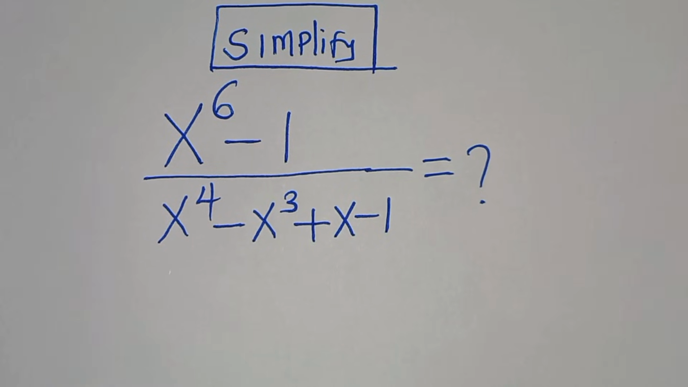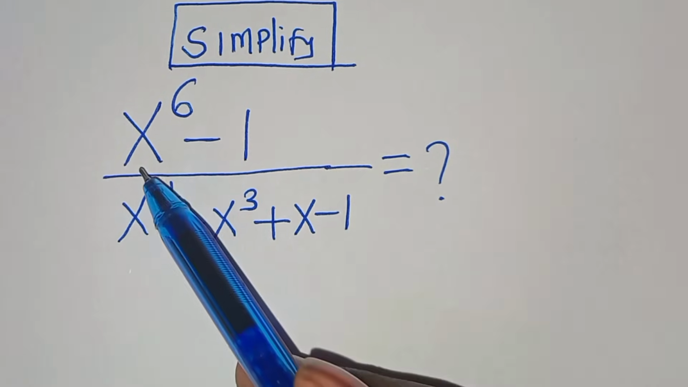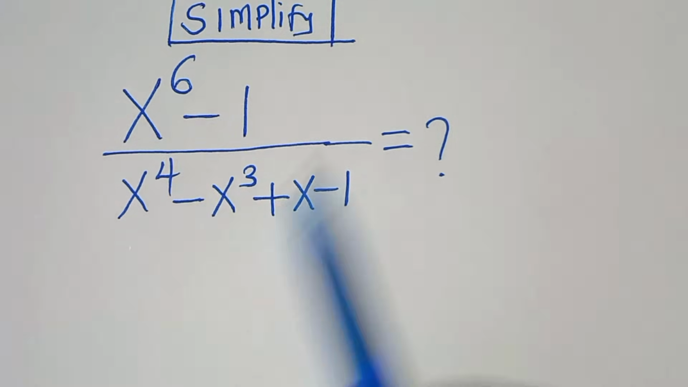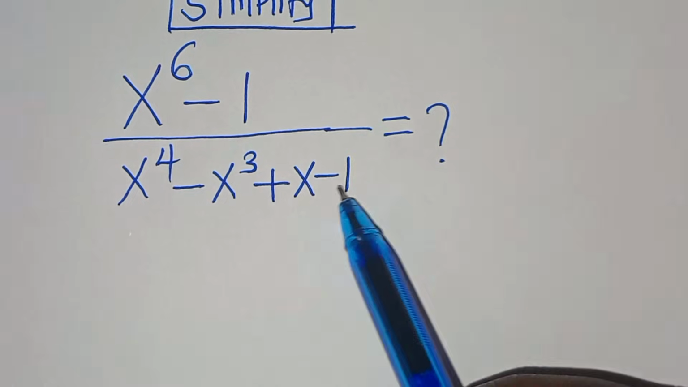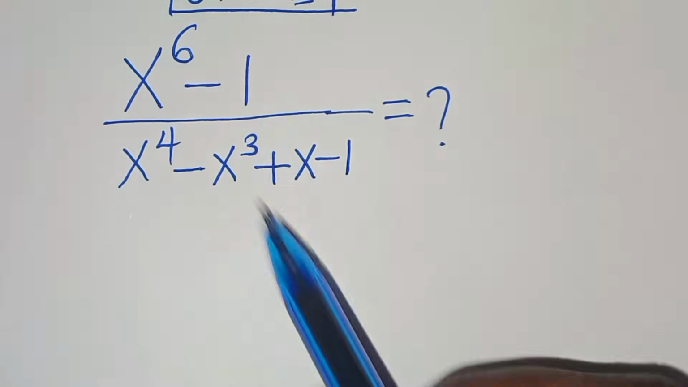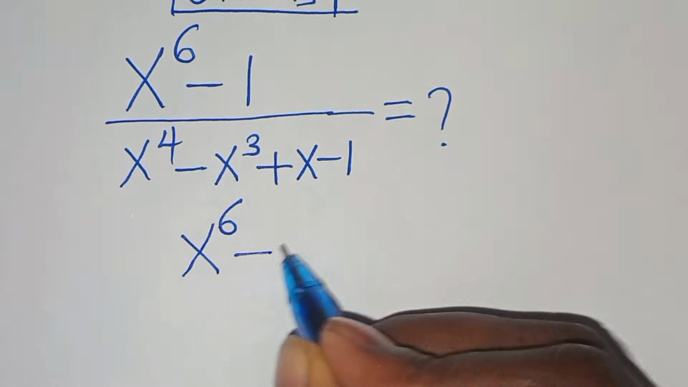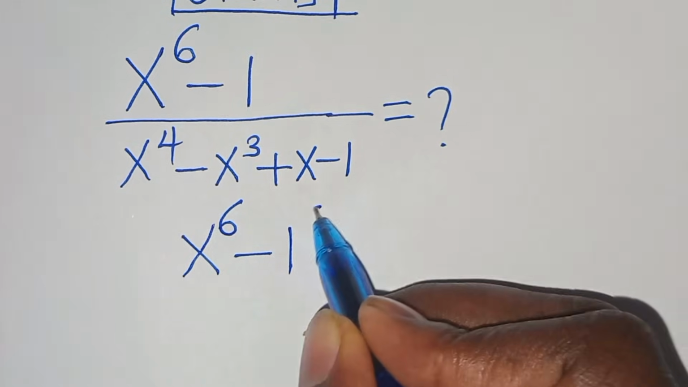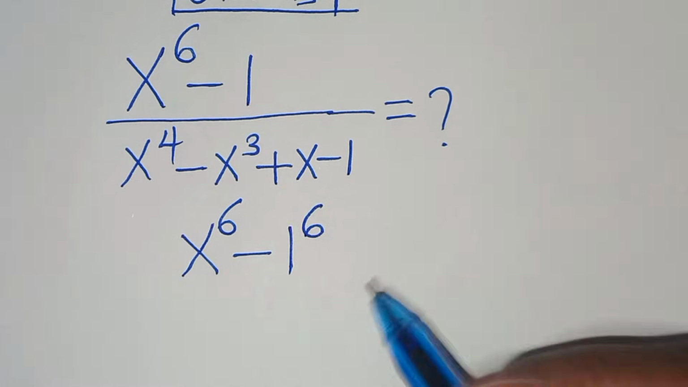Hello everyone, you're welcome to simplify this math problem here, which is x to the power of 6 minus 1 divided by x to the power of 4 minus x to the power of 3 plus x minus 1. Now, in the numerator here, we have x to the power of 6 minus 1. We can express this one as 1 to the power of 6. 1 to the power of 6 is the same thing as 1.